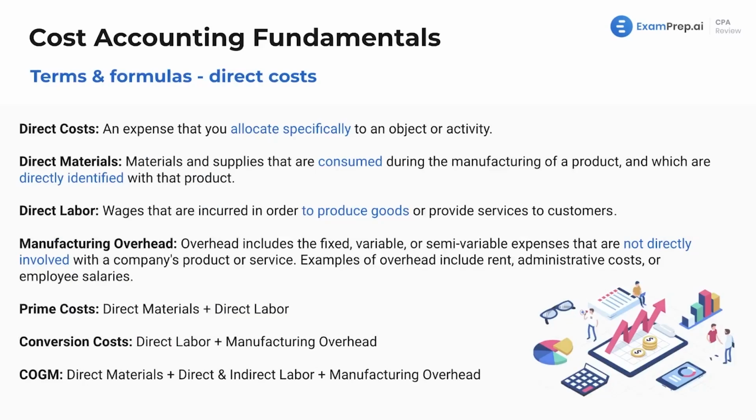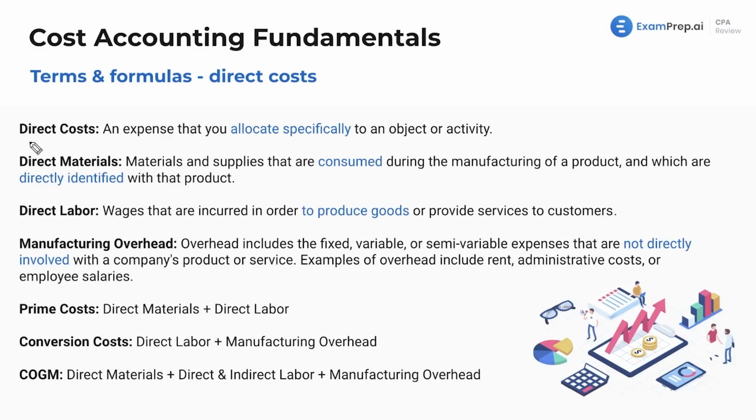All right, now I've gotten these formulas written out for you here. You see prime cost, conversion costs. Definitely memorize this. Super important to know. Well, we've got a bunch of terms. We've got direct costs. These are expenses that you allocate specifically to an object or activity.